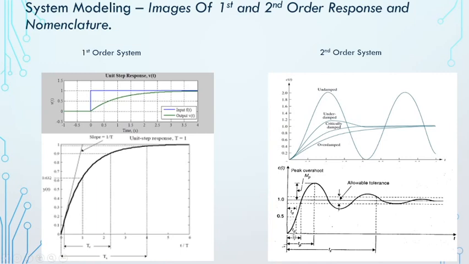The delay time is the time taken for your response to reach 50% of the input. This is the input and this is the 50% of the input. So trace that to the curve, to the response, and take it down. Mind you, this is measured with respect to time. And then we have the rise time.